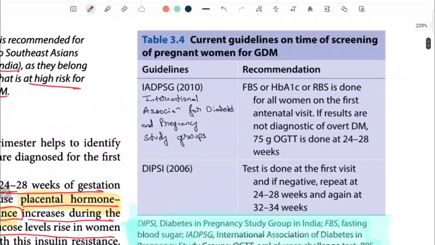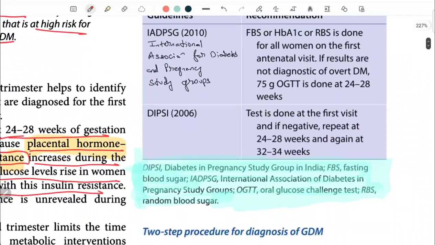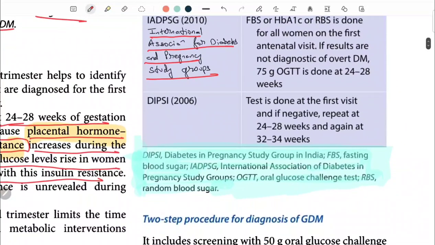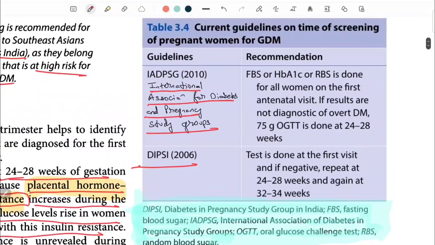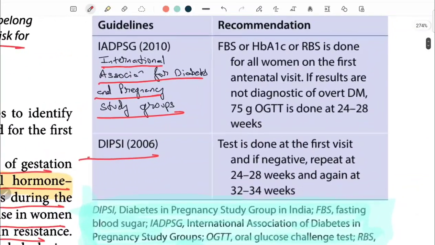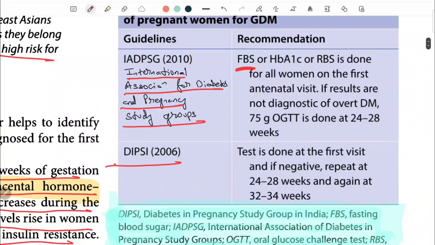The current guidelines on time of screening of pregnant women for GDM come from the International Association of Diabetes and Pregnancy Study Groups, IADPSG, and DIPSI. DIPSI stands for Diabetes in Pregnancy Study Group in India. According to IADPSG, the recommendation is fasting blood sugar, hemoglobin A1C, or random blood sugar. Any of these three is done for all women on the first antenatal visit.